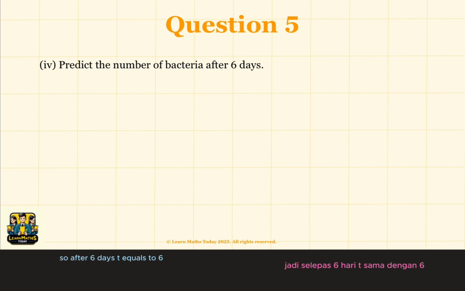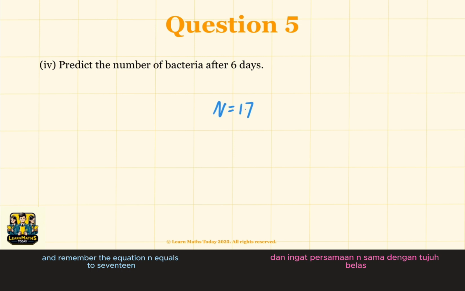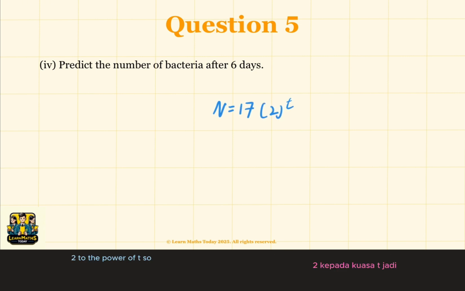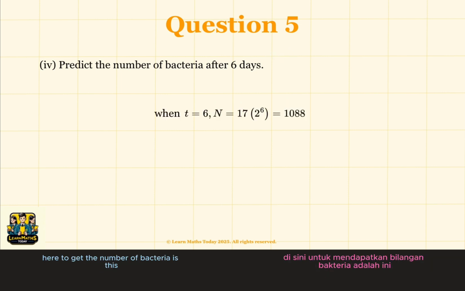So after 6 days, t equals 6. And remember the equation, N equals 17 times 2 to the power of t. So if I want to find the number of bacteria after 6 days, I'll just sub t equals 6 here to get that the number of bacteria is this.